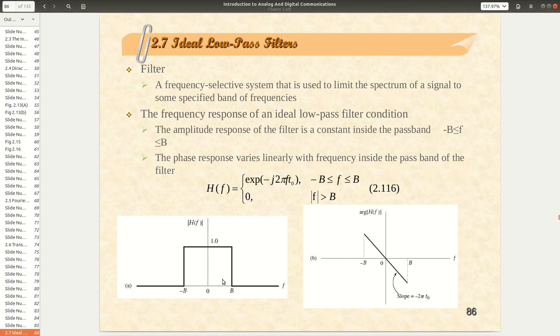So the ideal one is like this: from minus B to B, the bandwidth that we want, we multiply by one. Others, we multiply by zero. This is the ideal one in the frequency domain, for the low pass filter, or for a high pass filter, for example from plus 2B to 3B, whatever.